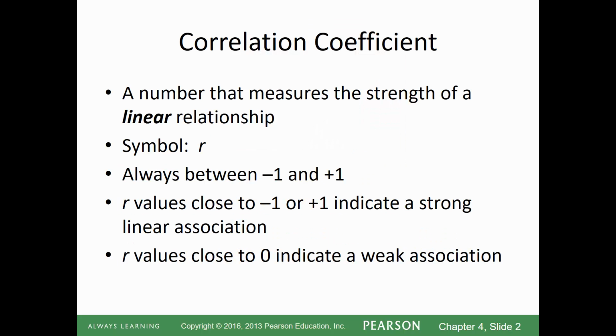The correlation coefficient is simply a number that measures the strength of a linear relationship. So it's important to understand it's for linear only. The symbol that we use is a lowercase italic r, and r is always going to be between -1 and +1. An R value of -1 indicates a strong negative linear association, and an R value of +1 indicates a strong positive association. If the value is exactly -1 or +1, that means a perfect association. And R values close to 0 indicate a weak association.